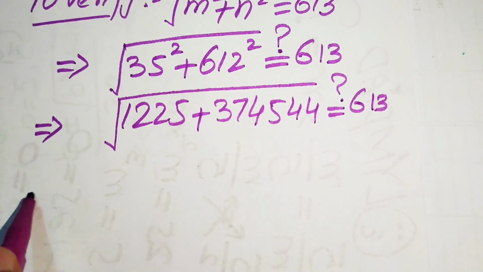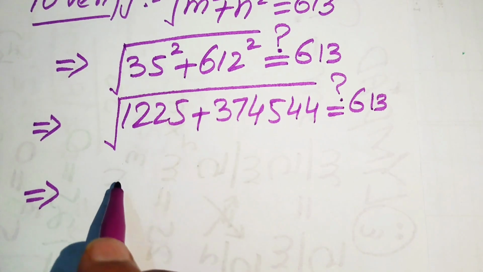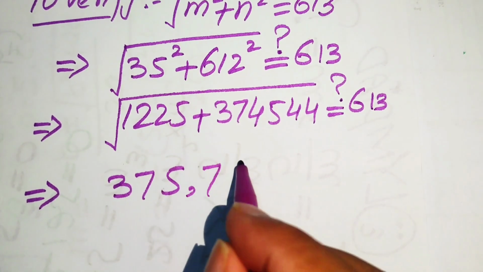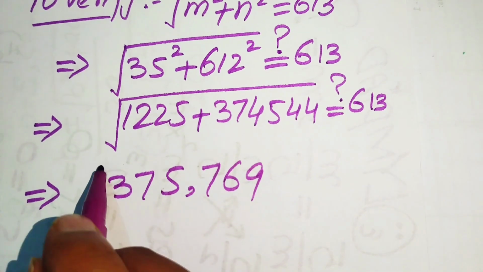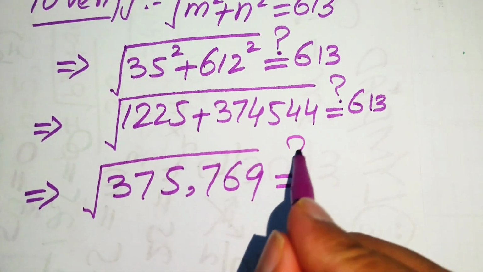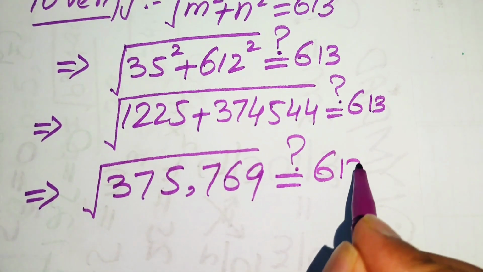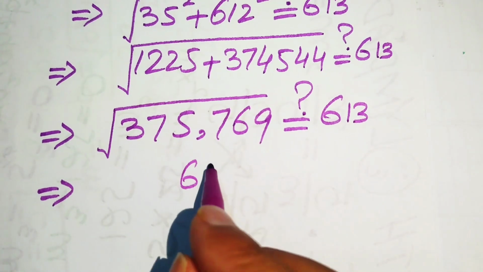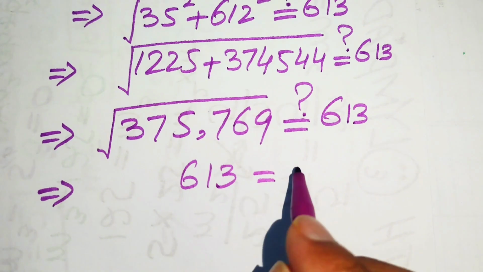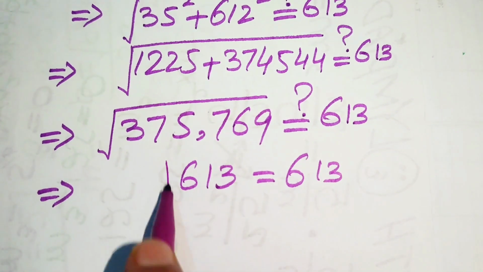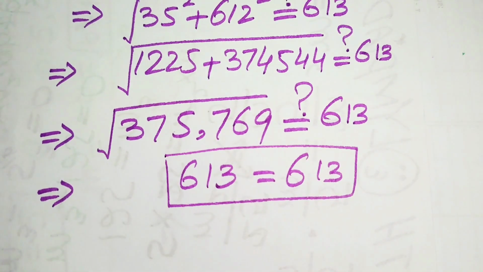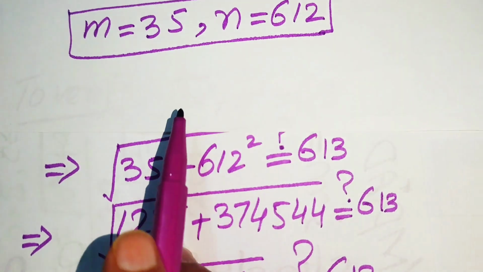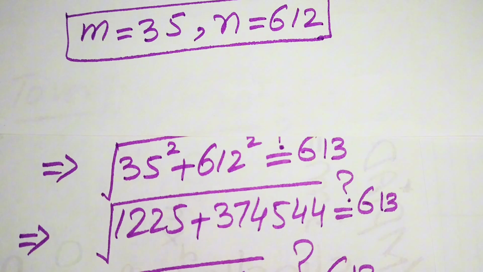Now we add these two values, and when we add them, it equals 375,769 square root, and we check whether this equals 613. When you take the square root of this term, it is clearly equal to 613. So we show that 613 equals 613. It means these values of m and n satisfy the given question statement, and this is the final answer.